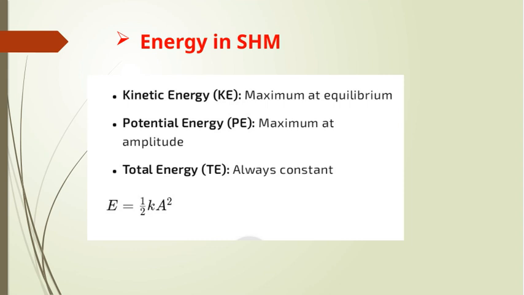Throughout the motion, energy continuously transforms between these two forms, but the total energy remains constant in an ideal, frictionless system. This interplay between kinetic and potential energy is fundamental to understanding how oscillations behave and how energy is conserved in simple harmonic motion. Recognizing these energy changes helps us better grasp the dynamics of oscillatory systems and their applications.